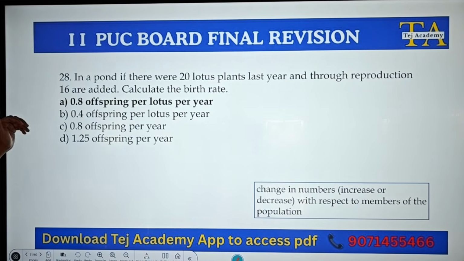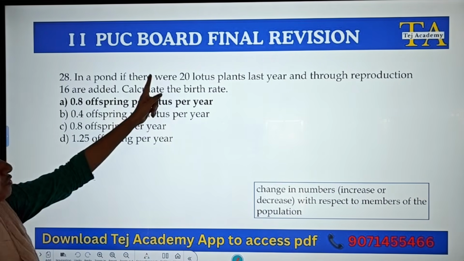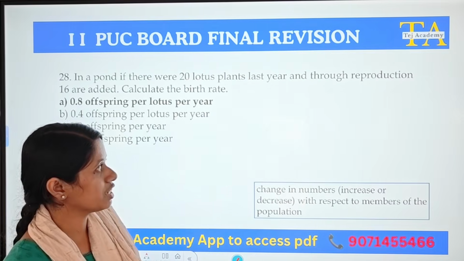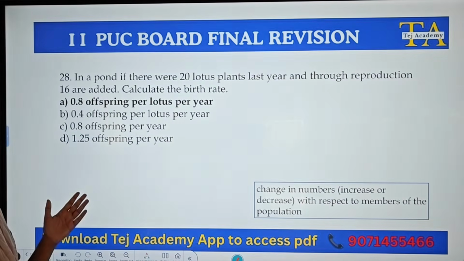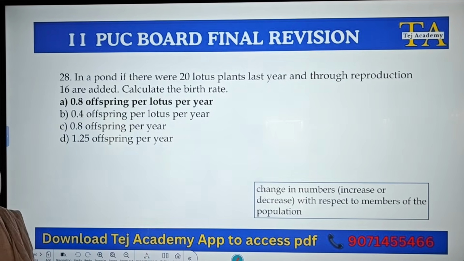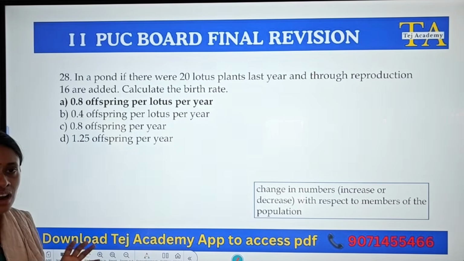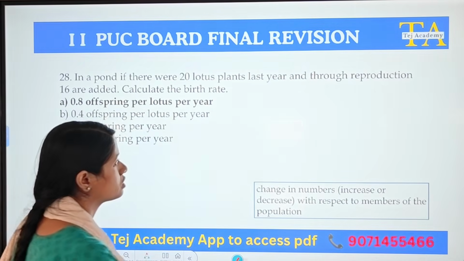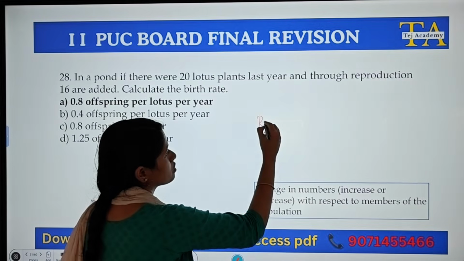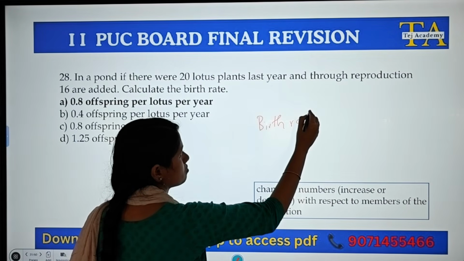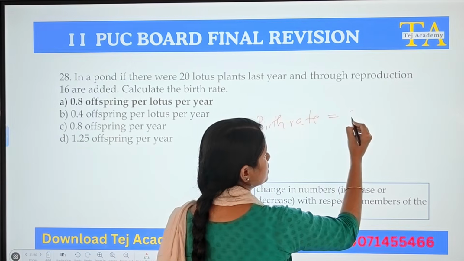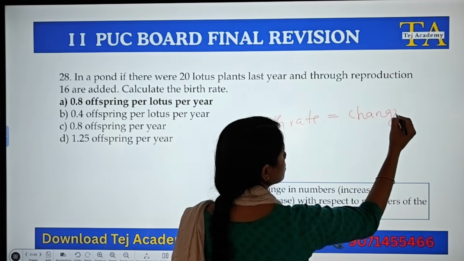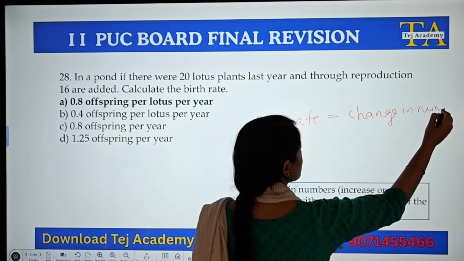Next question is, in a pond, if there were 20 lotus plants last year and through reproduction 16 are added, calculate the birth rate. So you have to know how birth rate is calculated. If we want to calculate a birth rate, then you have to know the change in number. Okay?